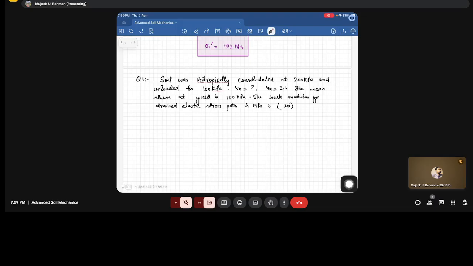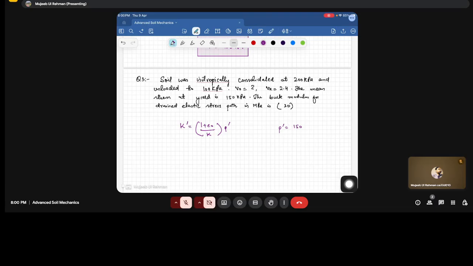Soil was isotropically consolidated at 200 kPa, fine, and unloaded to 100 kPa. Initial specific volume is 2. Vk is the specific volume corresponding to 1 kPa. The mean stress at yield is 150 kPa. The bulk modulus we need to determine. So this information we have been given. We know the formulation for bulk modulus, K dash is equal to 1 plus e naught divided by kappa into P dash.